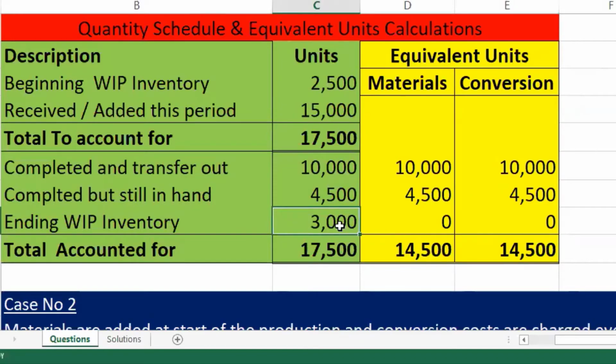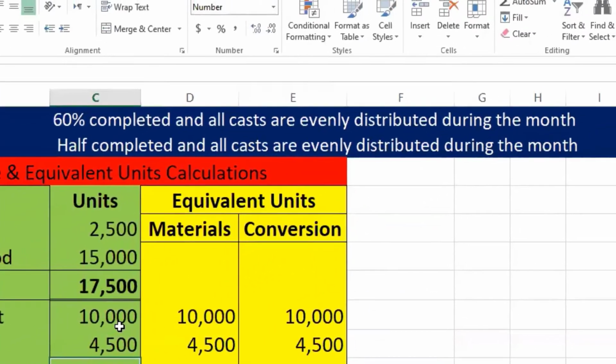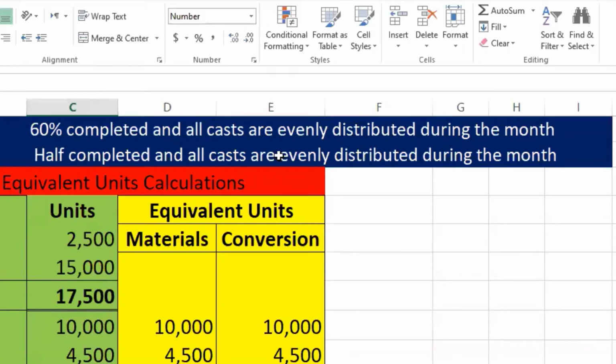For ending work in process, the stage of completion has been given to us in our basic question data. The basic question data says that ending inventory is half completed. We haven't mentioned whether it is half completed to material or to conversion. It means when it is said half completed, in all respects these are half completed. They are 50% complete with respect to materials, and half completed with respect to conversion.